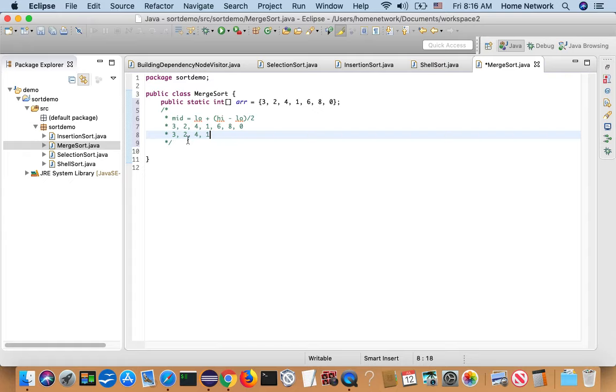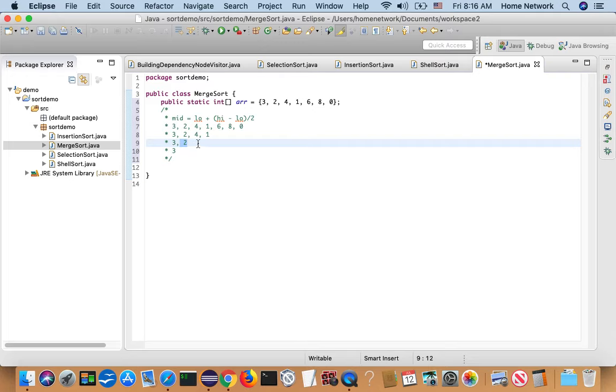Now, in order to sort this left half, we further divide the subarray into two halves. Apply the same formula. We find the index is 1. So the midpoint is 1. We get the left half. In order to sort this, we further divide this into two halves. The left half is 3. We try to divide 3. There is nothing to divide. We are done with the divide.